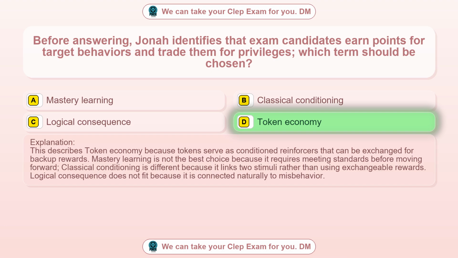This describes token economy because tokens serve as conditioned reinforcers that can be exchanged for backup rewards. Mastery learning is not the best choice because it requires meeting standards before moving forward. Classical conditioning is different because it links two stimuli rather than using exchangeable rewards. Logical consequence does not fit because it is connected naturally to misbehavior.